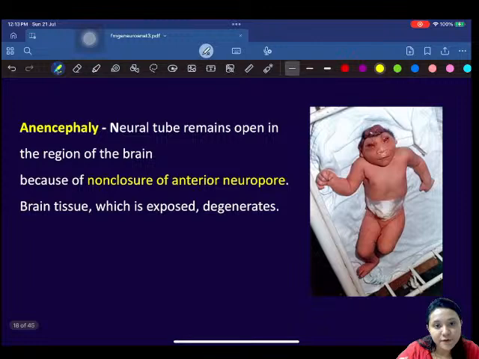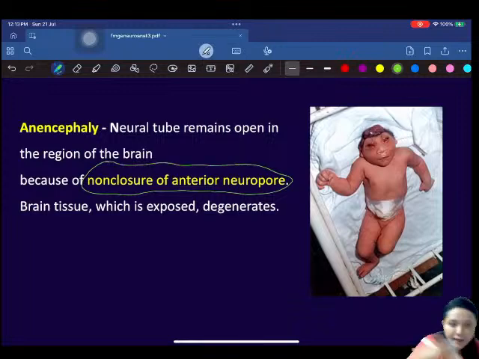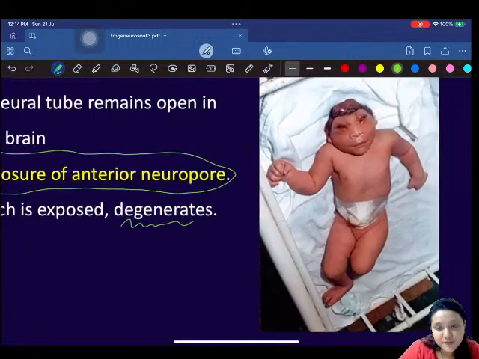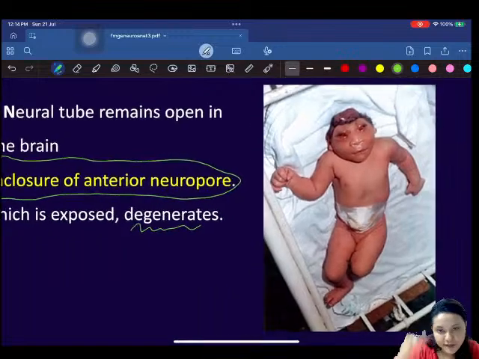Now what about anencephaly? If the neural tube remains open at the anterior neuropore, that is non-closure of the anterior neuropore, it will result in a condition known as anencephaly. Here the brain tissue also degenerates. This was a picture given in one of the FMGE exams, and they asked what the condition is. We will discuss the MCQ later, but anencephaly is because of the non-closure of the anterior neuropore.